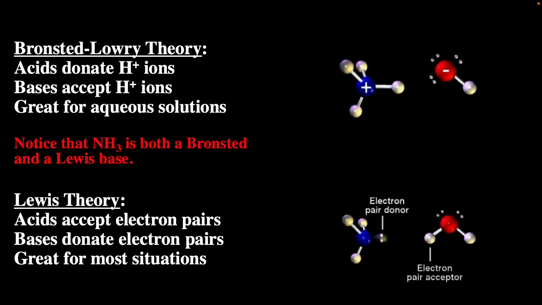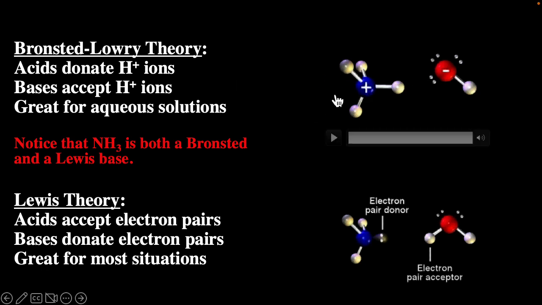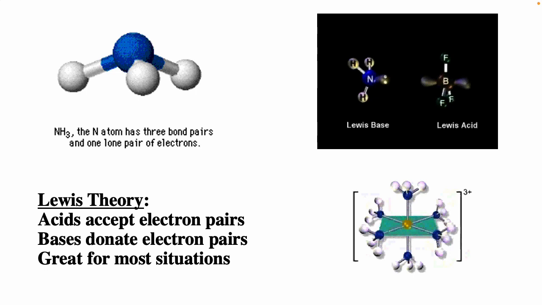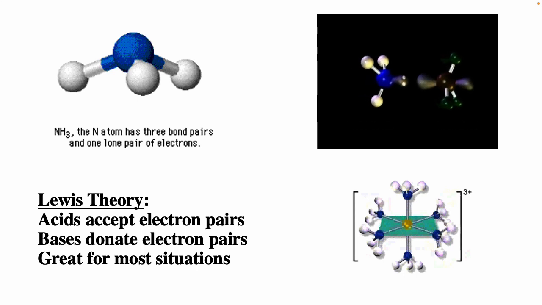When I say the two are consistent, all Bronsted bases are Lewis bases. But again, Lewis is more general, so not all Lewis bases are Bronsted bases. Lewis acid-base theory is more general than Bronsted theory because it applies to systems that do not involve protons. For example, ammonia acts as an electron pair donor toward boron trifluoride, a molecule that has a vacant 2p orbital.